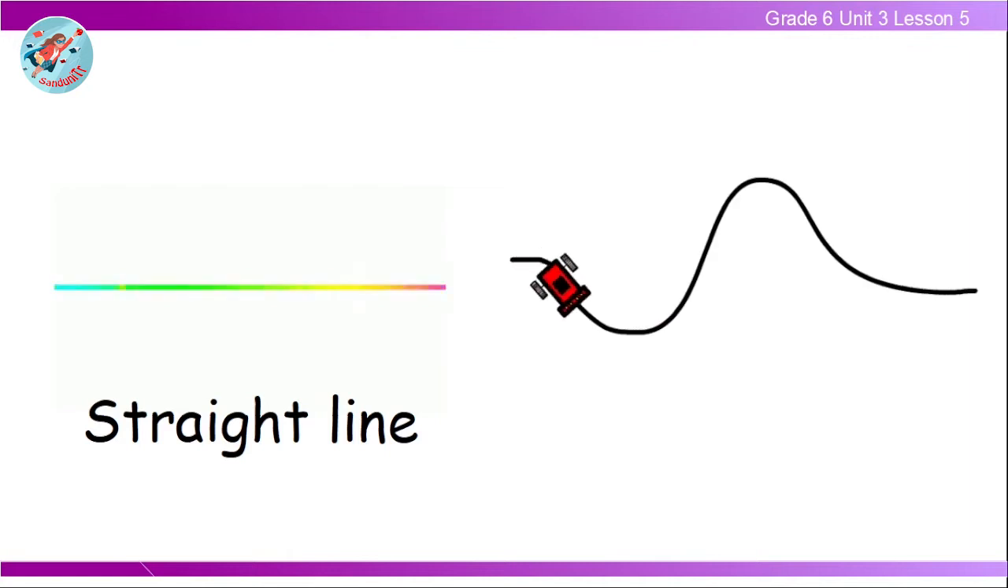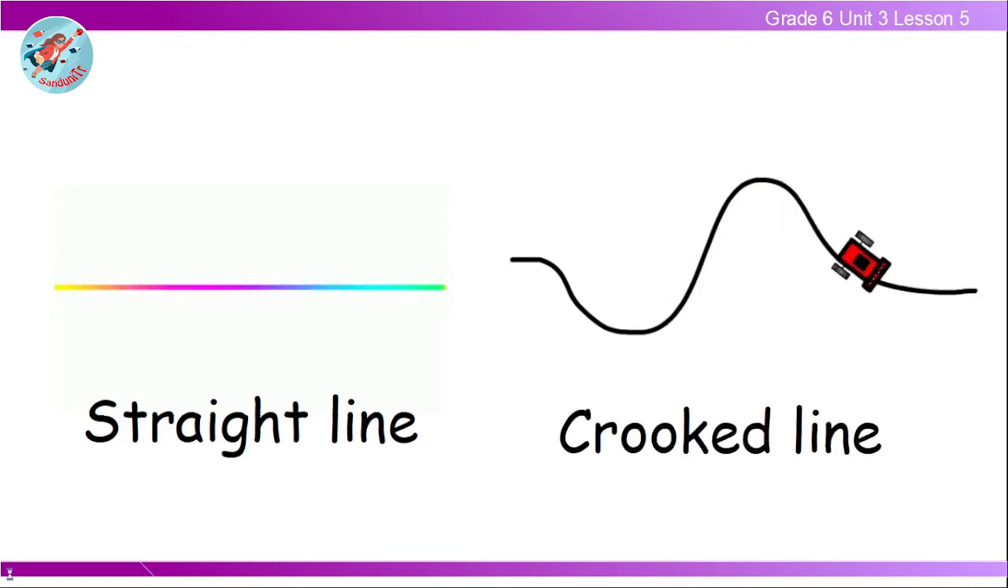How do you call the next line? The vehicle goes in a crooked line. Crooked line. Crooked. Spell the word crooked. C-R-O-O-K-E-D. Crooked line.